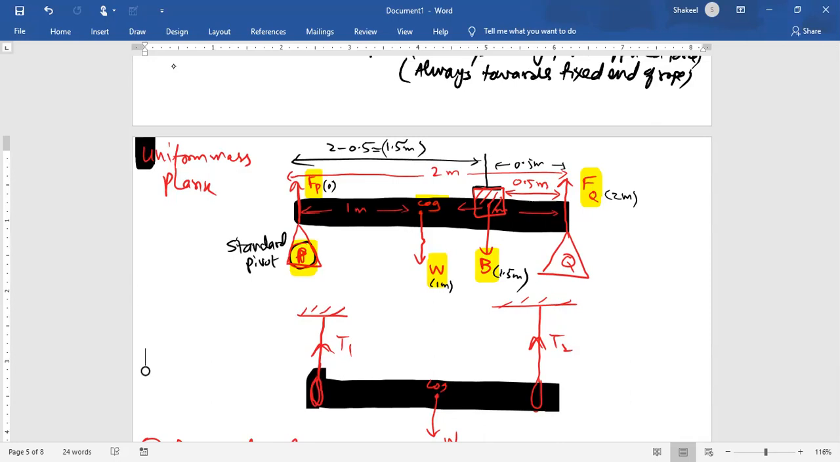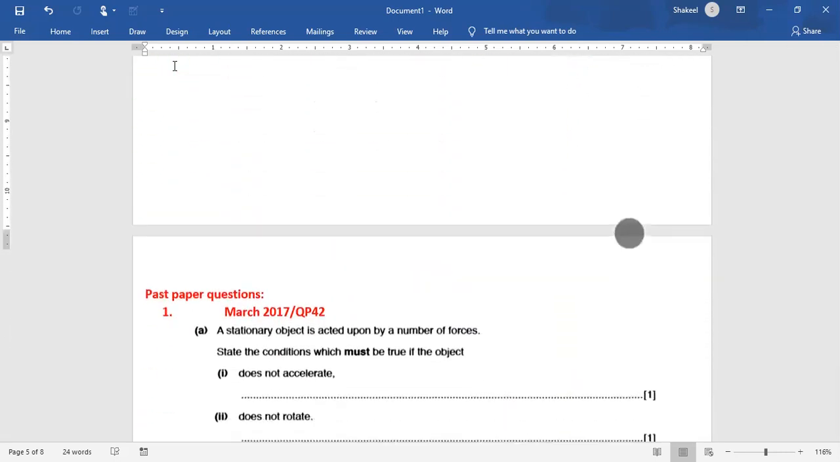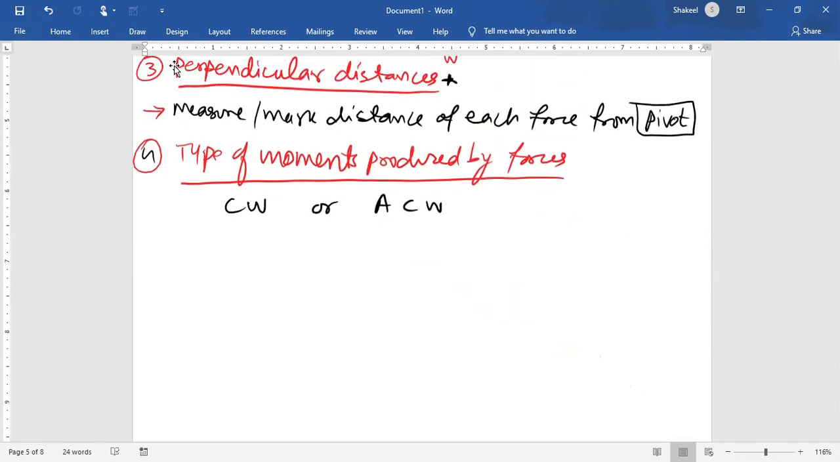Now you have to see which force is producing clockwise moment and which force is producing anti-clockwise moment. You can clearly see that this weight W and this B both are producing clockwise moment. And this FQ, as it is upward, is producing anti-clockwise moment. And this FP is not producing any moment, because it is passing through the pivot. So that's how you can find the types of moment.